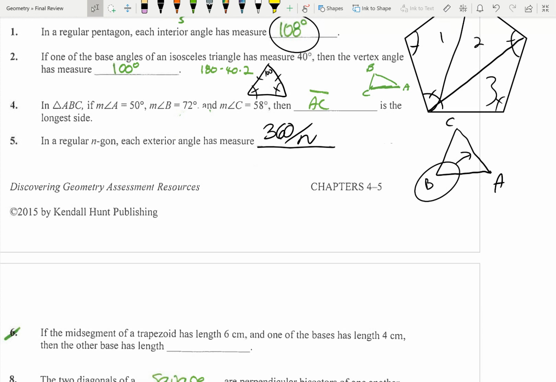Reason for that is because in a... Oh, come on. 1, 2, 3, 4, 5. Oh, that's because ink to shape is turned off. There we go.